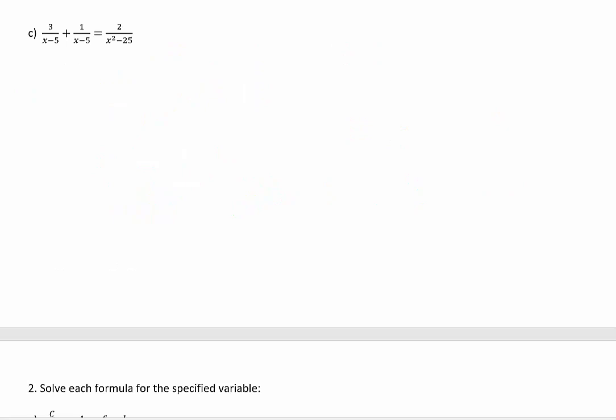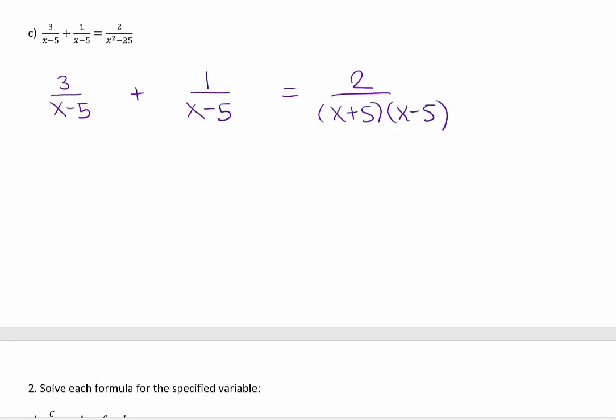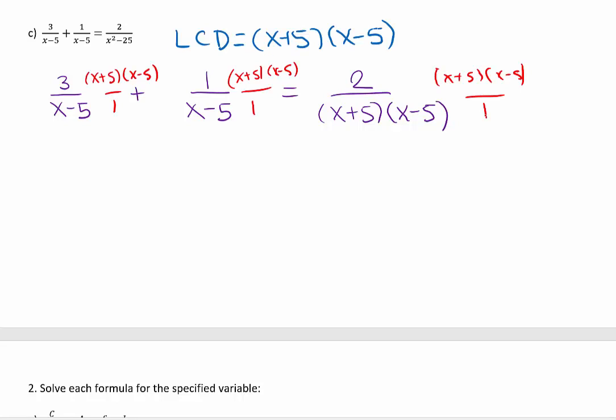All right, let's look at one more example, example C. I'm going to start by finding the LCD, and to help me with that, I'm going to factor the denominators as much as I can. That last denominator, x squared minus 25, is a difference of perfect squares. We can factor that as x plus 5, x minus 5. I'm going to multiply everything by that LCD.